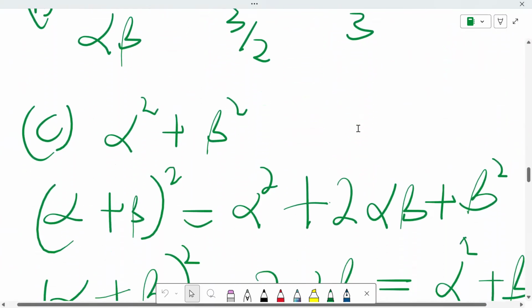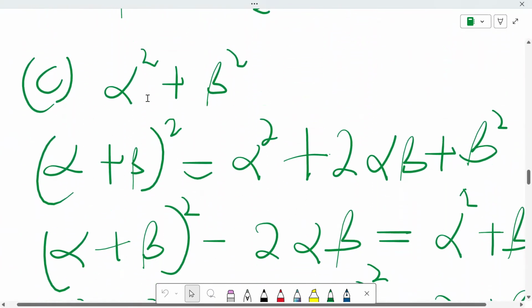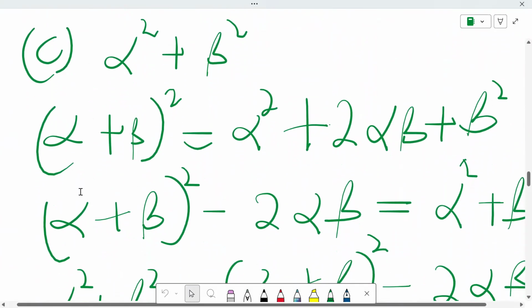Now let's move on to C. We want to find the value of alpha squared plus beta squared. So we shall use this expression to do that. Starting with alpha plus beta all squared, we shall get alpha squared plus 2 alpha beta plus beta squared. And this is from the binomial expansion. You can use the Pascal triangle with the coefficients 1, 2, 1. You can take your time and write this 2 times and expand them.